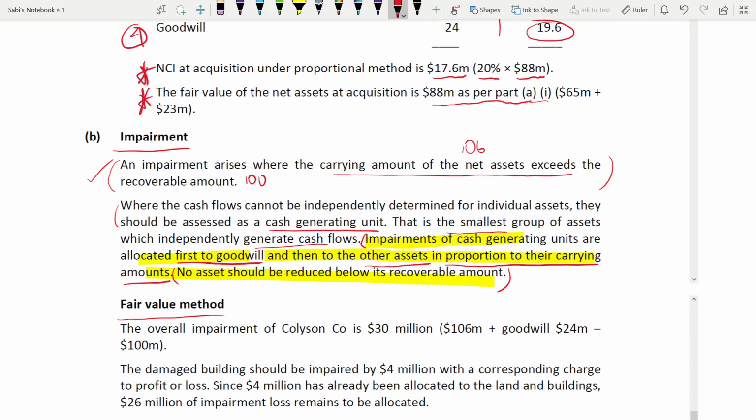You cannot reduce an asset. What is the recoverable amount? 100. 100, right? You cannot reduce an asset below 100. It should be 100 only.